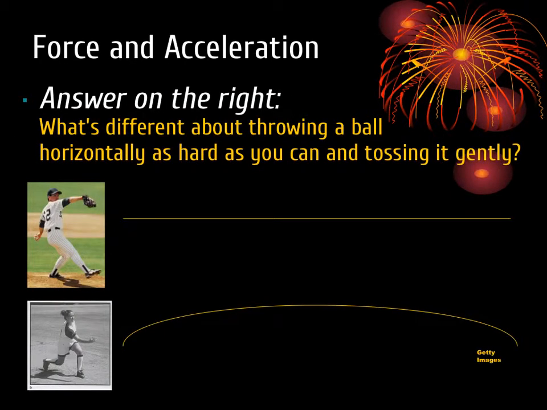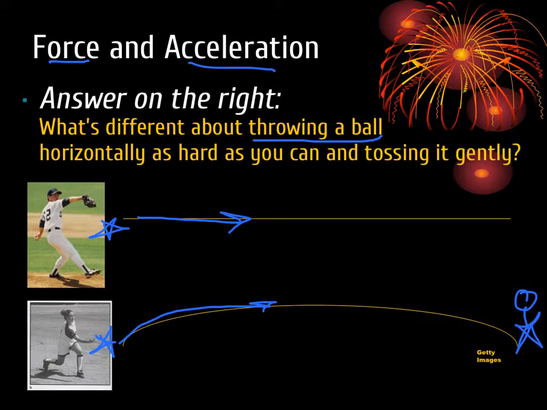So do a little brainstorming here about force and acceleration and answer this question in your notes. What's going to be different in terms of force, mass, and acceleration about throwing a ball two different ways? One, horizontally as hard as I can, and tossing it a nice gentle way to my friend over here. Okay, what's going to be different in terms of force, mass, and acceleration, our words of the day? What's going to be different between these two examples? Just take a pause and write down a couple things as you think about it.